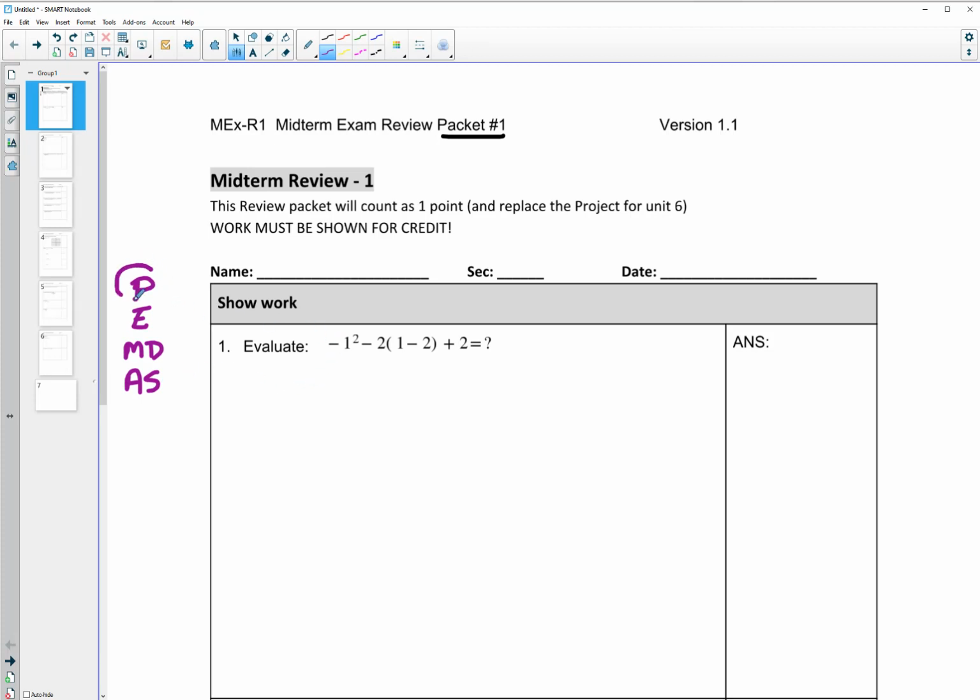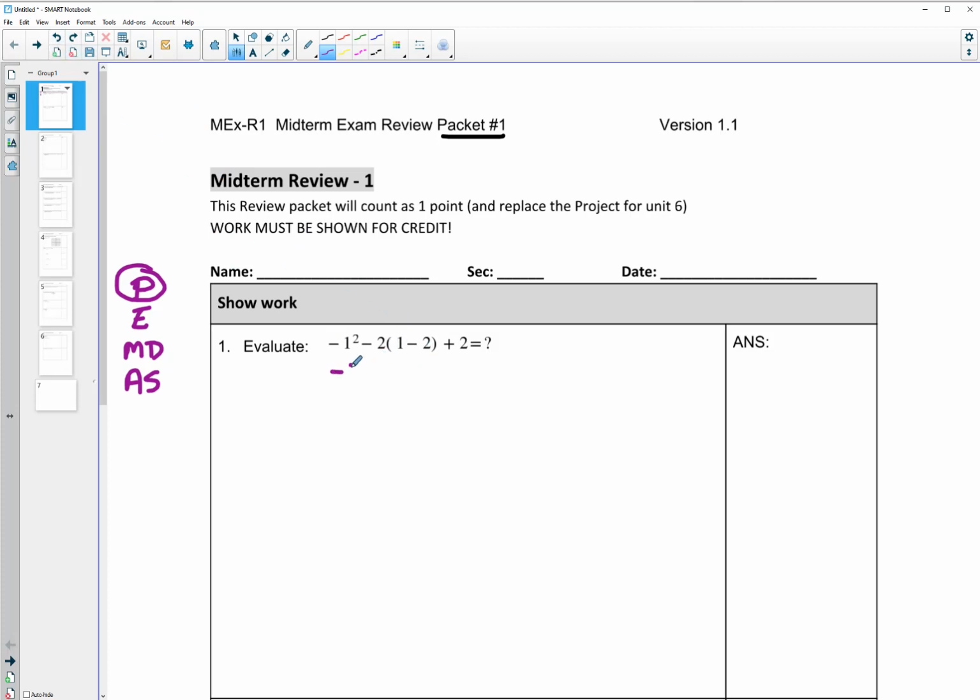So we're going to do parentheses first, and I see that this parentheses is solvable. Sometimes we can't do anything inside the parentheses, like x minus 2. If this was x minus 2, it's not, but if it was, we can't simplify that. But if it's two numbers like this, then we can. So 1 minus 2 is negative 1.